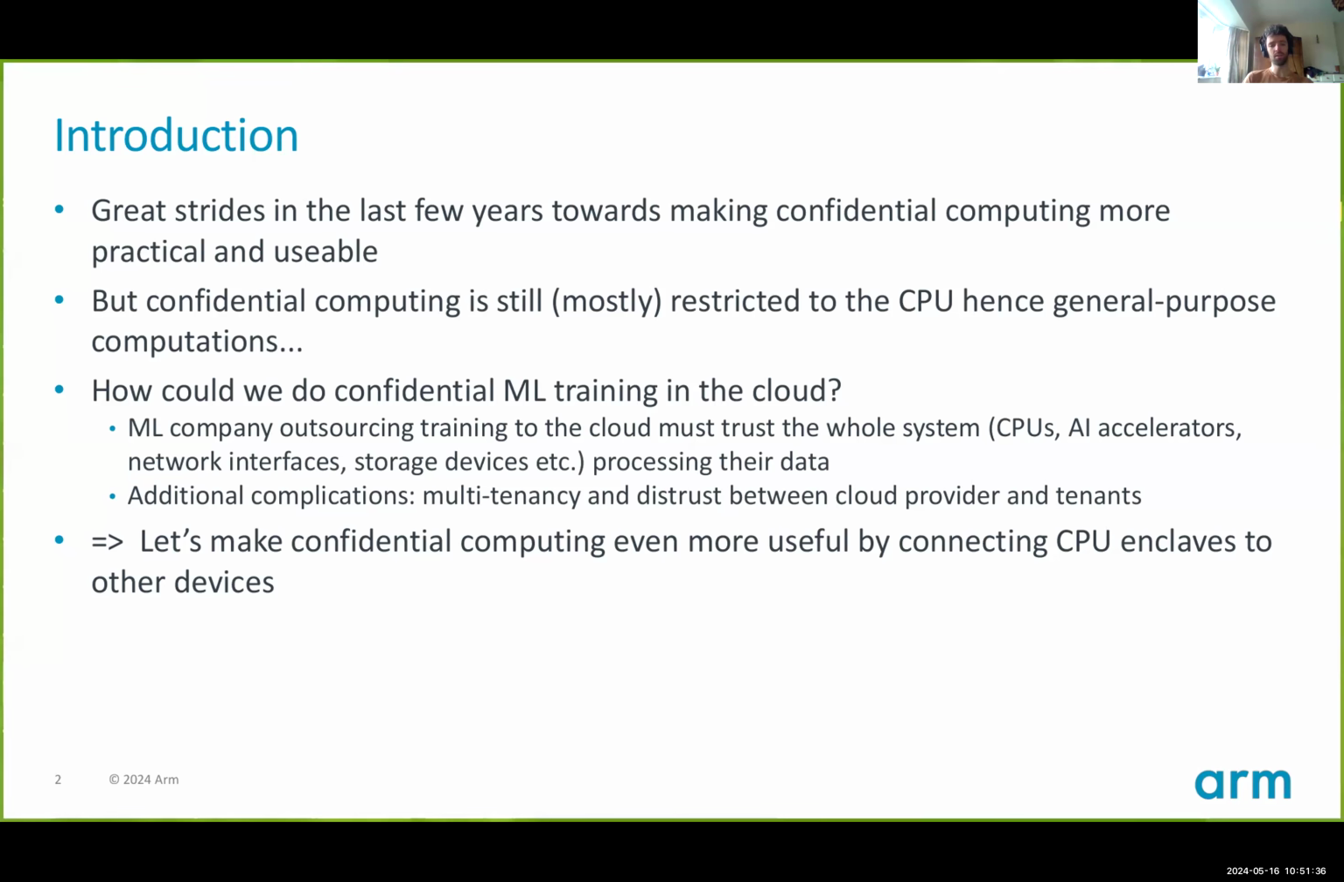So we propose to make confidential compute even more useful by trying to allow CPU enclaves to connect with other devices and to establish trust with them. As a first step towards that, we decided to focus on DPUs, data processing units, because they're quite multi-tenant oriented. They're already used by hyperscalers to offload some infrastructure functions. We'll talk about this in the next slide.